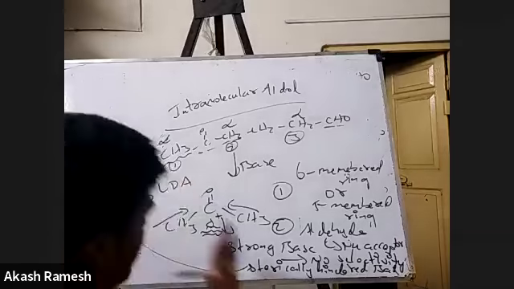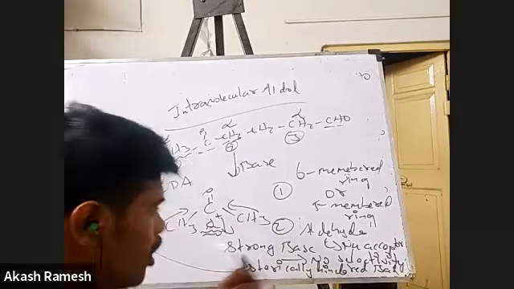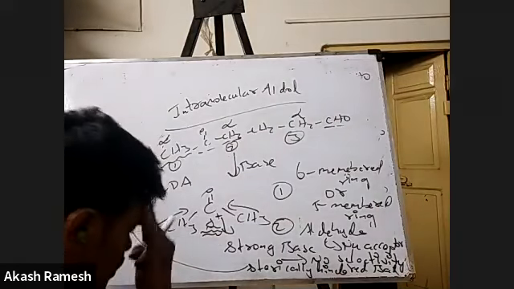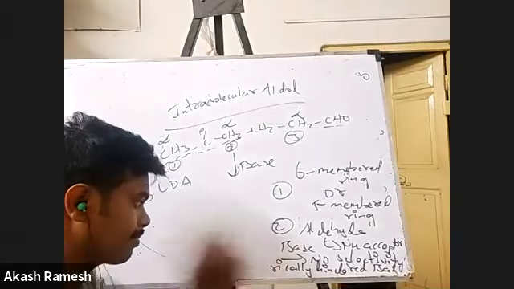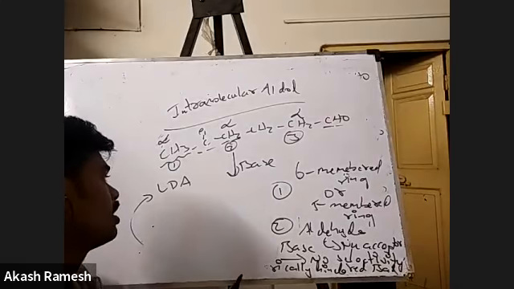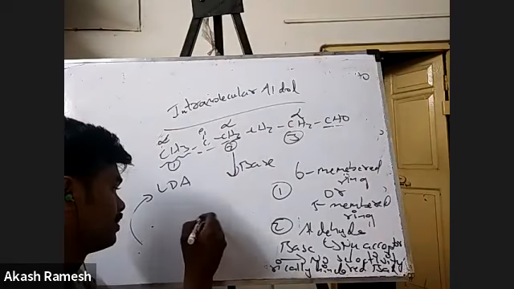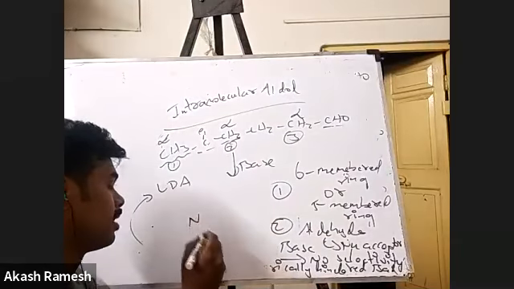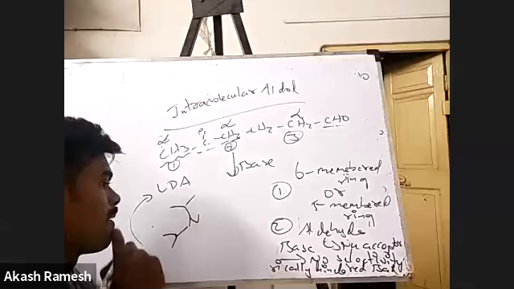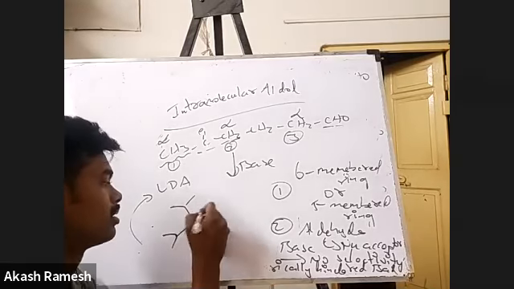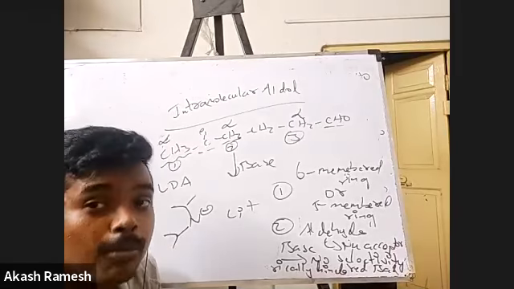But again, this is too much for your level. You really don't have to worry about it. If you want me to give you a structure for LDA, wait, I'll give you. Diisopropyl amine, so I have N, this is minus, this is Li. Okay, got it. Diisopropyl amine.